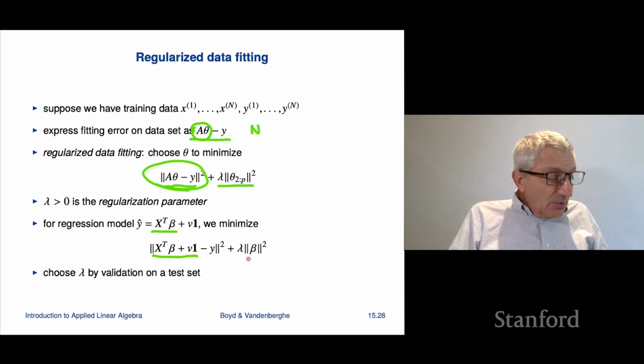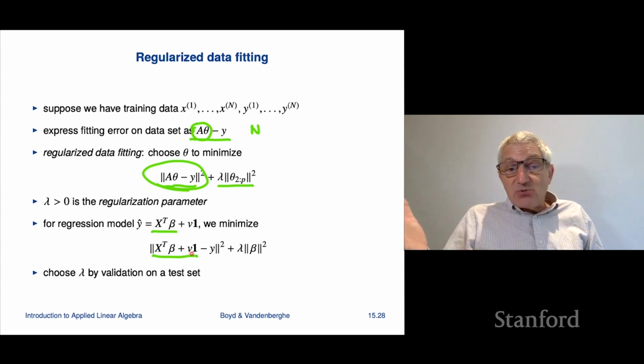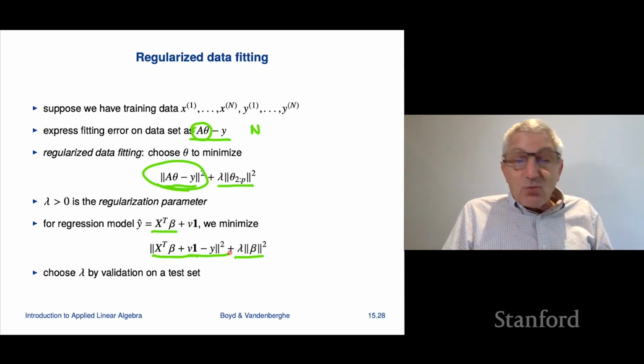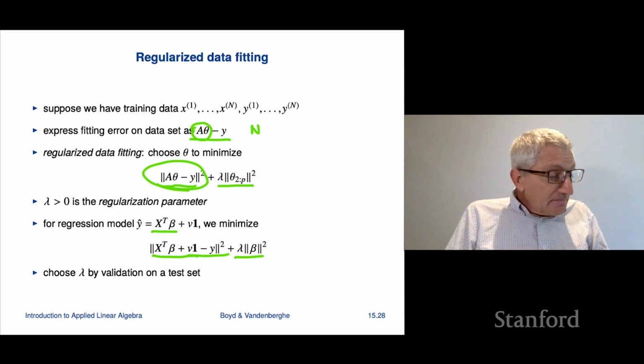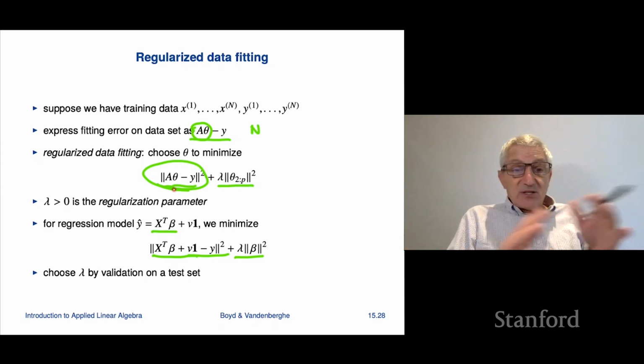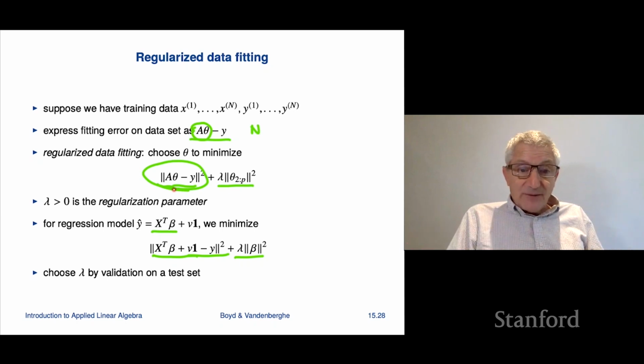And then here, theta 1 is v, and we don't regularize that, but we do regularize the other, which is beta. So we simply make this thing up here. Now, let's mention a couple of things of what happens. When lambda is 0, you recover just least squares data fitting, period. You minimize the sum of the squares of the prediction errors, end of story.